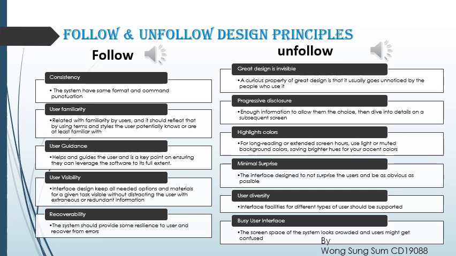Secondly, progressive disclosure. Enough information to allow them the choice, then dive into detail on a subsequent screen. Thirdly, highlight colors. For long reading or extended screen hours, use light or muted background colors, saving brighter hues for your accent colors. Next, minimal surprise. The interface is designed to not surprise the users and be as obvious as possible.